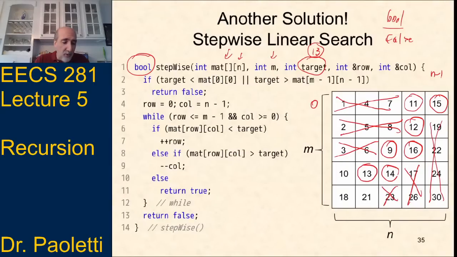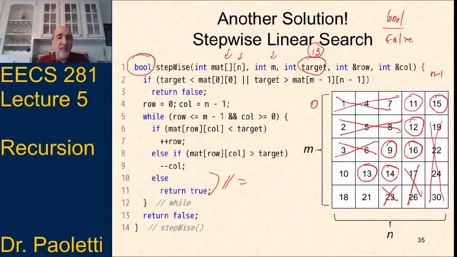Now we come back through the loop. Is it less than? No. Is it greater than? No. Else it must be equal, and I return true. And right now, row is equal to 3, columns equal to 1. And we return true to say, I found it.